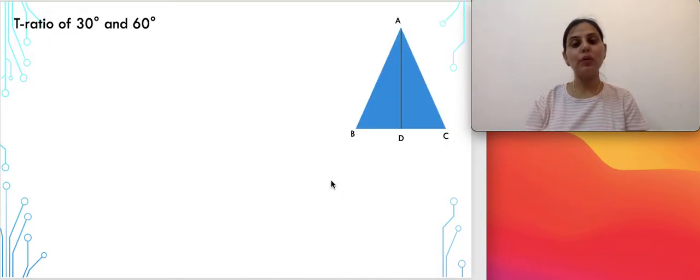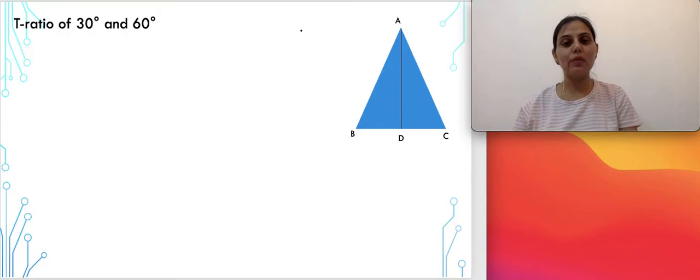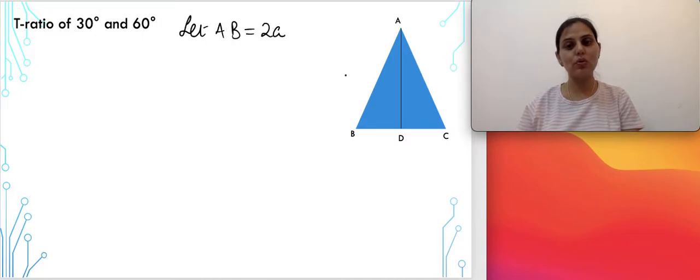Now let's move on to the next angles, 30 degree and 60 degree. Let us suppose you are given an equilateral triangle. Now since ABC is an equilateral triangle, all the three sides are equal. Let us suppose one of the sides AB is 2A. That means the other sides are also 2A each.